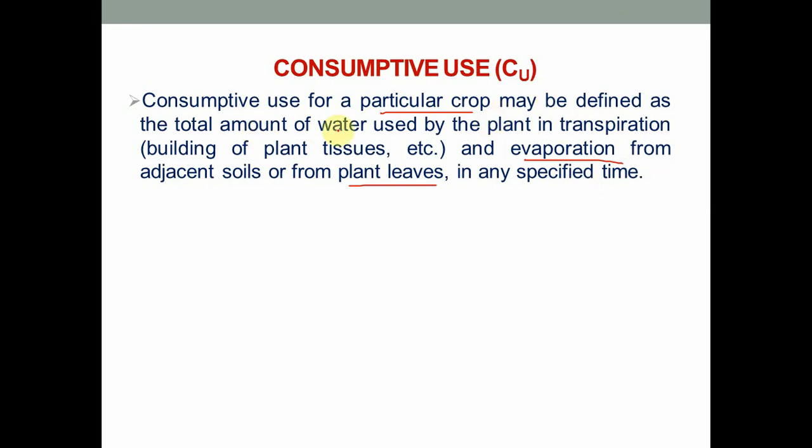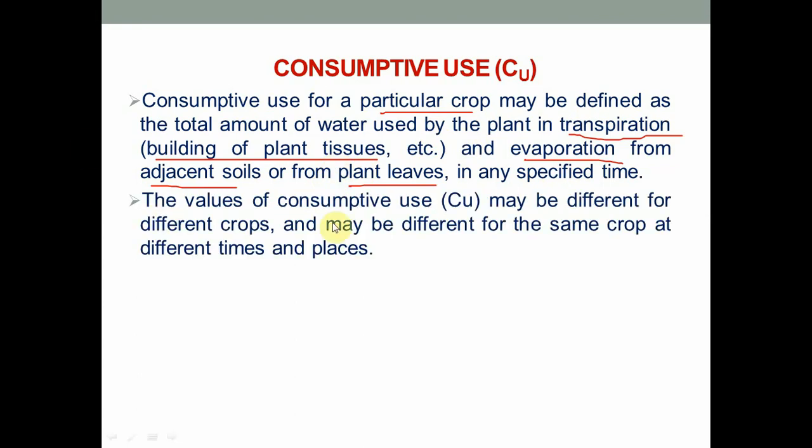This water is used by the plant in transpiration. Transpiration is the building of the plant tissues, plant leaves, etc., and evaporation from adjacent soil or from plant leaves. Evaporation from the plant leaves is known as evapotranspiration. So the total amount of water required for transpiration, that is building of plant tissues, leaves, as well as evaporation from adjacent soil or leaves, is known as the consumptive use for a particular crop.